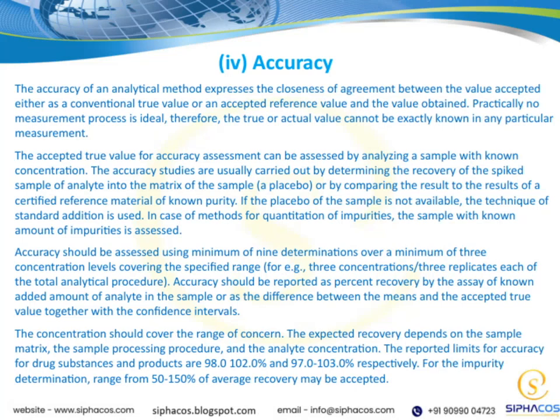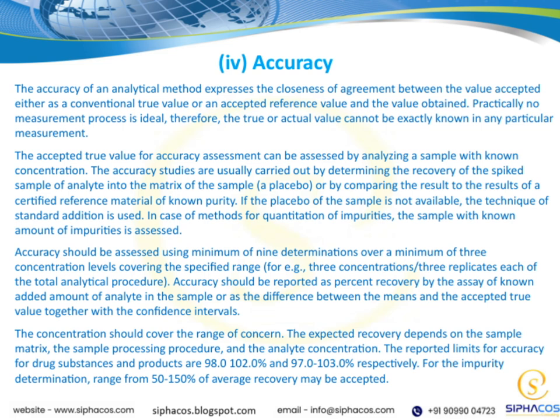Let's talk about accuracy in analytical methods. Accuracy essentially measures how close our obtained value is to the true or reference value, which we accept as the standard. Now, in practice, no measurement process is perfect, so we can never know the true value exactly. This means we often assess accuracy by analyzing samples with known concentrations. For example, we might spike a sample with a known amount of analyte and see how much we recover. Alternatively, we compare our results to certified reference materials that have a known purity.